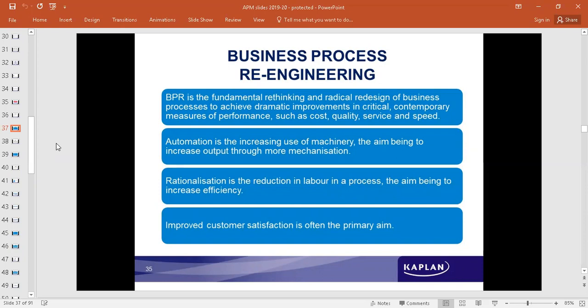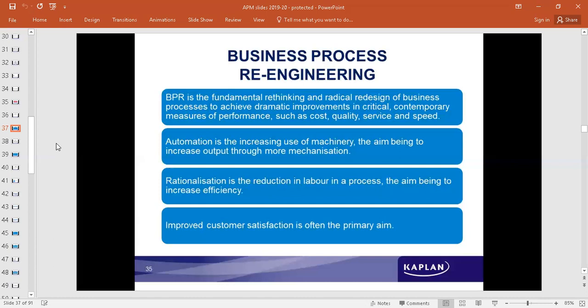Then rationalization is the reduction in labor in a process. Manual work that is being carried on has to be replaced with machines so that efficiency can be increased. Then ultimately it results in customer satisfaction. Improved customer satisfaction is often the primary aim.